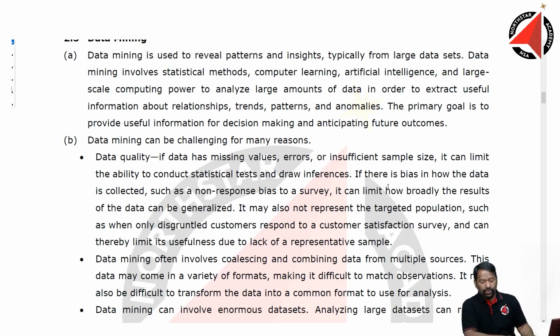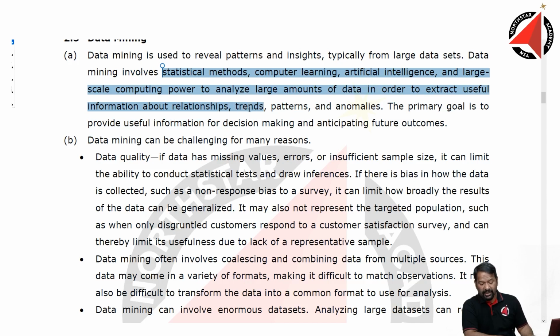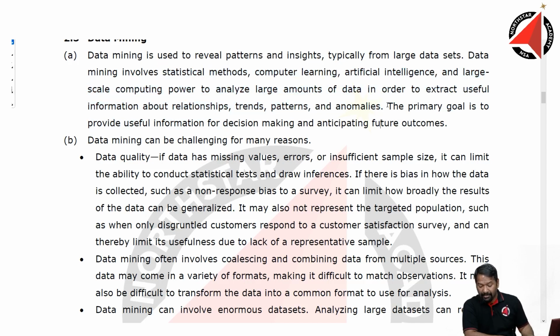So data mining is used to reveal some patterns and insights, typically from large data sets. Data mining involves statistical methods, machine learning, artificial intelligence, and large-scale computer power to analyze large amounts of data in order to extract meaningful information about relationships, trends, patterns, and any anomalies. The primary goal is to provide useful information for decision making. This is the most important objective of data mining.